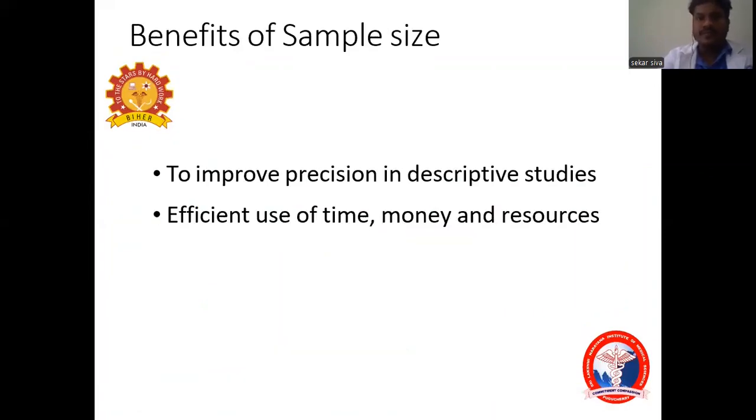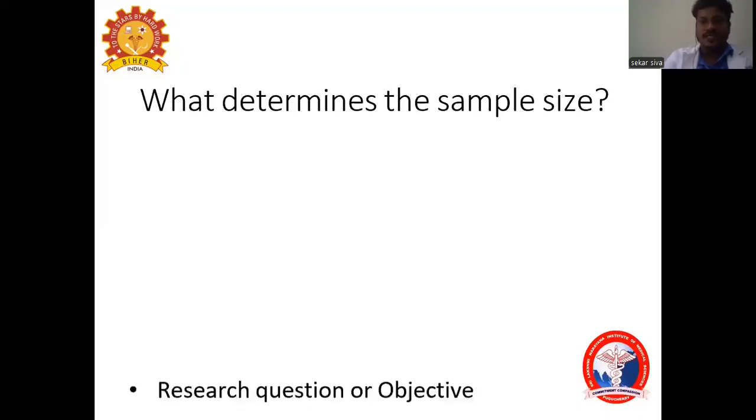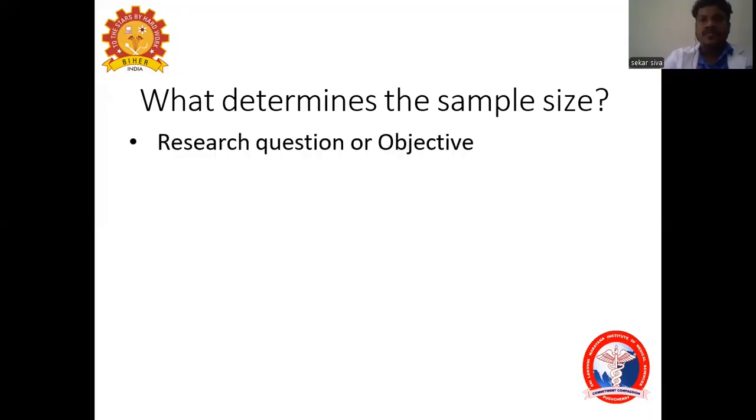So, benefits of sample size: to improve precision in descriptive studies, and efficient use of time, money and resources. What determines the sample size? What are the elements involved in a sample size? So, research questions and objectives. Based on the objective only, we are going to pick the parameters from the research article.